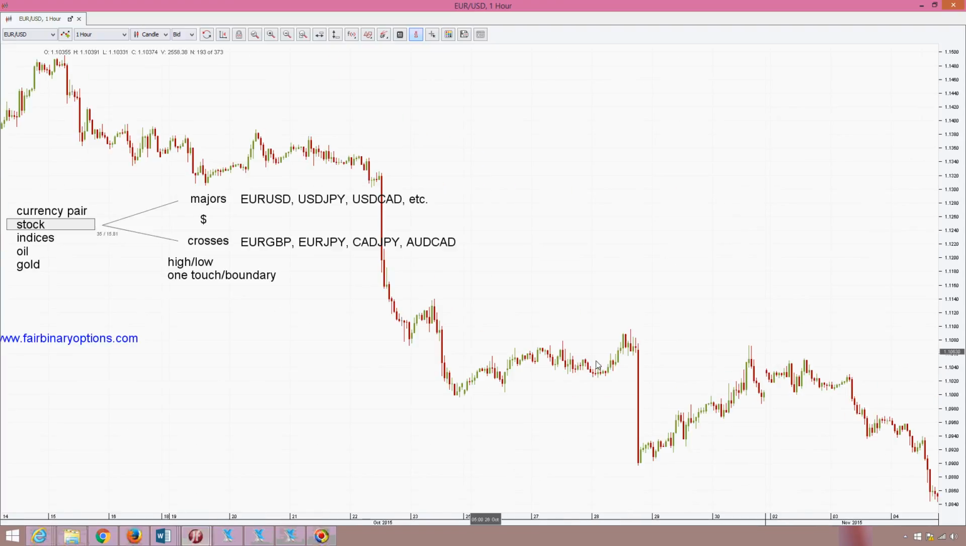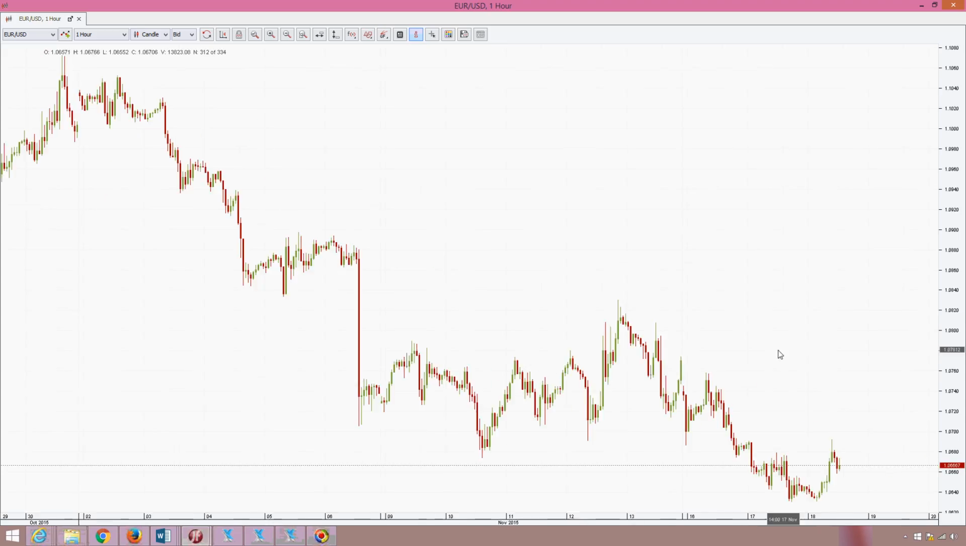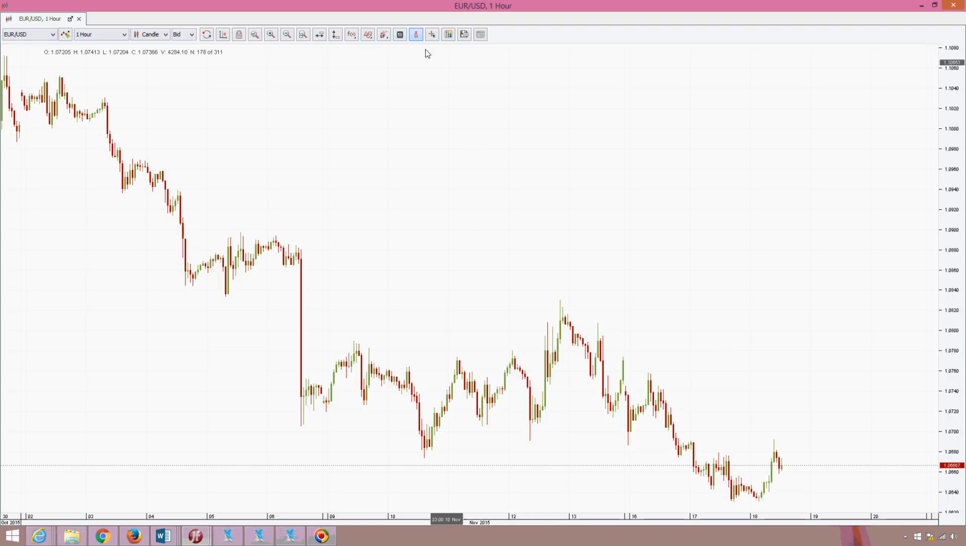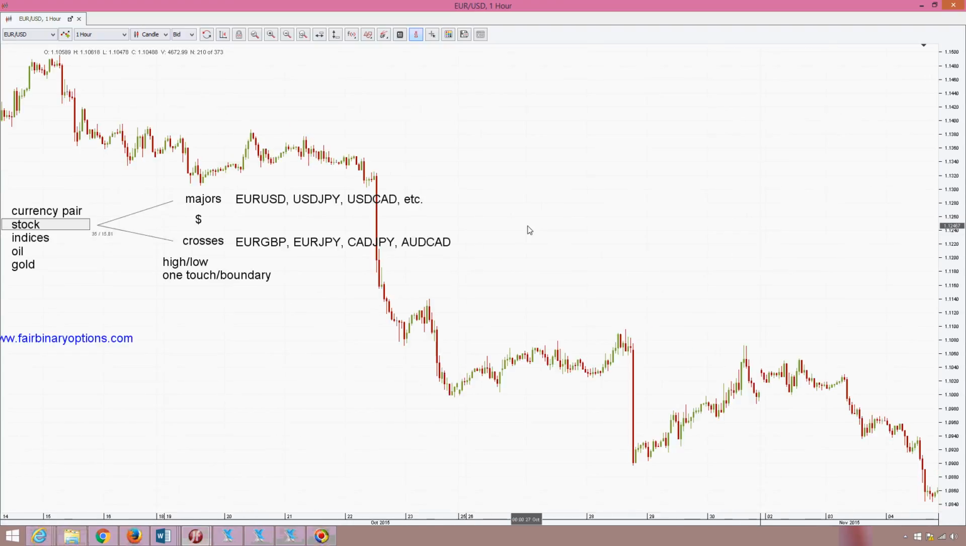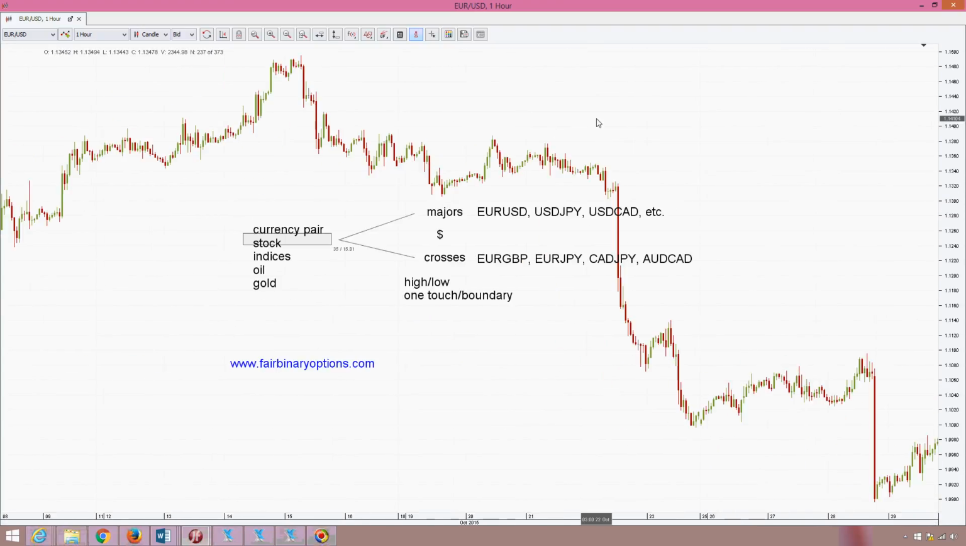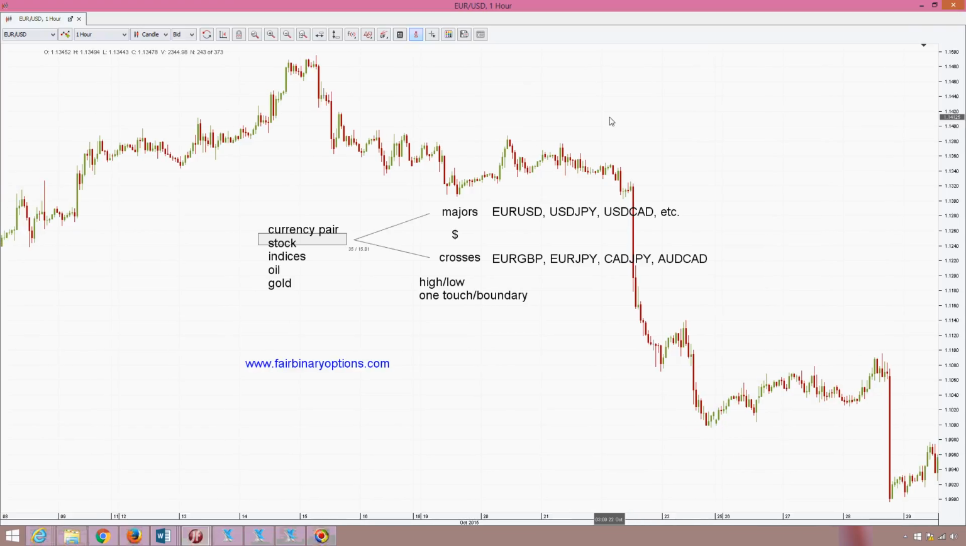So if you go here, this is Euro US dollar. If you look at the previous Asian session, basically it was from here to here. Ranges on the hourly chart. So going on the 5-minute chart, trading small one touch or boundary options, or if the overall picture is bullish or bearish, then you can trade an option based on that picture, but with a bigger expiration date.